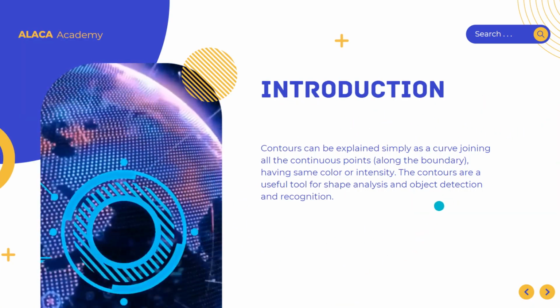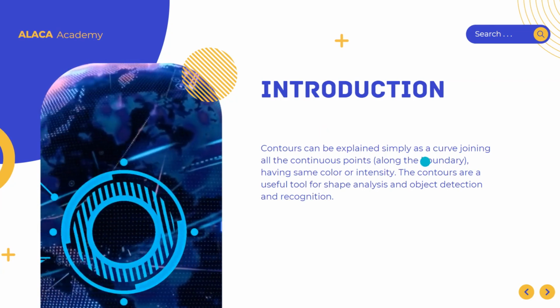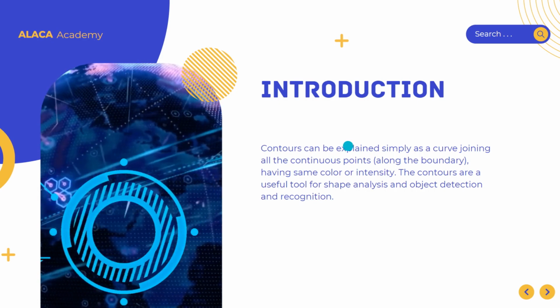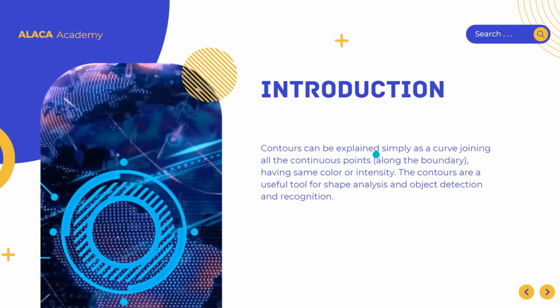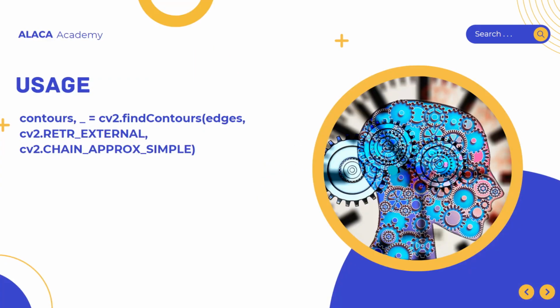Contours can be explained simply as a curve joining all the continuous points along the boundary having the same color or intensity. Contours are a useful tool for shape analysis and object detection and recognition. The contouring process takes place in two steps. The first is the finding process. An edge-detected image must be used to find the contour. This gives the most accurate detection.